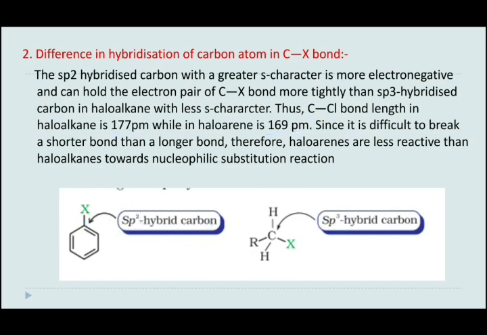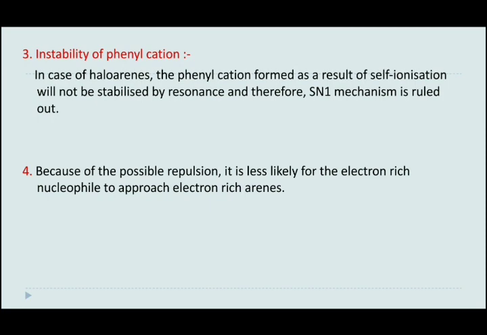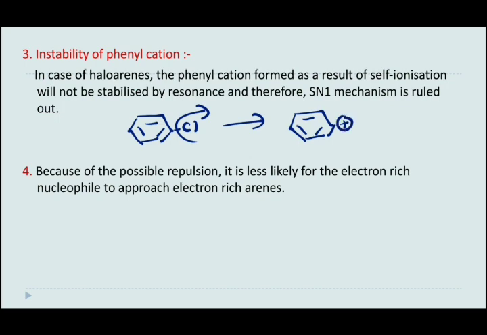Now let's see the third factor, which is the instability of the phenyl cation. What happens in a nucleophilic substitution reaction? Suppose when the chlorine leaves this carbon atom, we get a carbocation, if it is the SN1 mechanism. In SN1 mechanism we get a carbocation. Now suppose we observe the same SN1 mechanism in haloarenes. After the chlorine leaves this benzene ring, a carbocation will be formed, which is the phenyl carbocation.